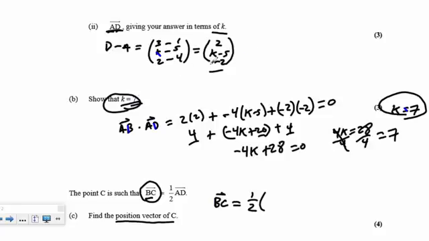But since I know k is 7, I can substitute it for here. 7 minus 5 is 2. So let's go ahead and write this vector. Actually, this is going to be 2, 2, and negative 2. That's a negative 2 here. And then we're going to figure this out. Half of 2 is 1. Half of 2 is 1. And half of negative 2 is negative 1. So that's actually my vector BC.